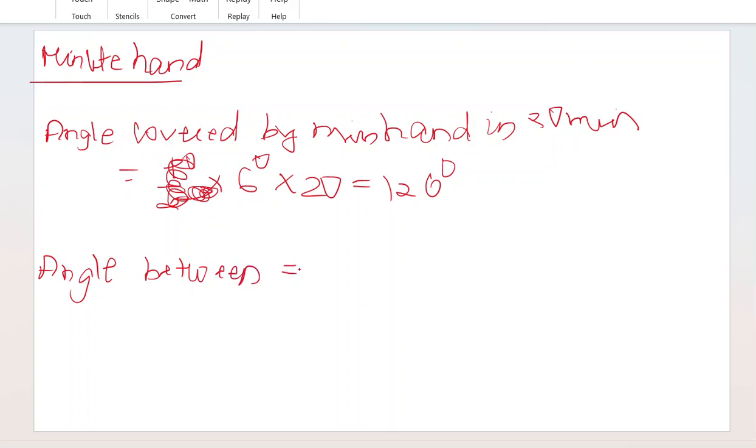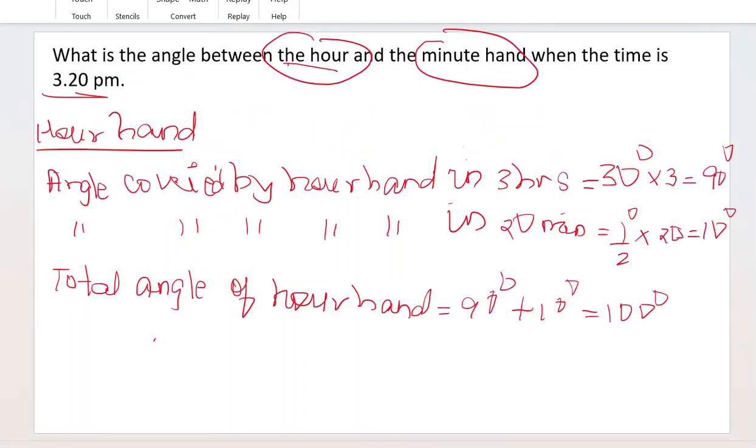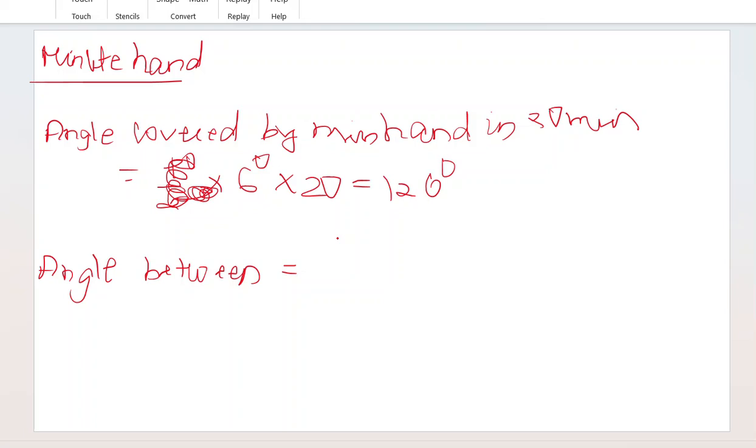Therefore the angle between will be, you have to take the larger number. The hour hand answer is 100, the minute hand answer is 120, so I take 120 first, subtract the 100 from it, and therefore I get the answer as 20 degree.